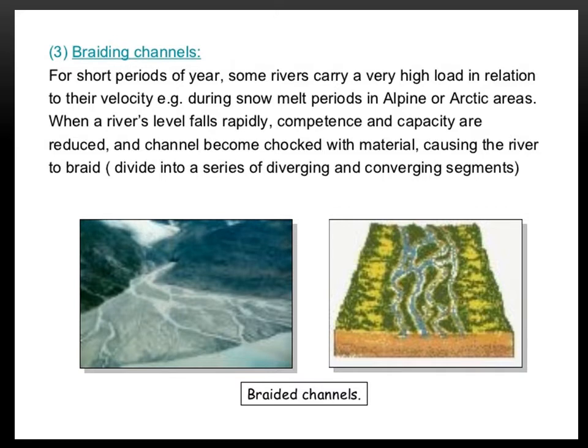The third one is the braided channels. For a short period of years, some rivers carry a very high load in relation to their velocity. For example, during snow melt periods in alpine or Arctic areas, when a river's level falls rapidly, competence and capacity are reduced and channels become choked with material, causing the river to braid, divide into a series of diverging and converging segments. Diverging and converging means sometimes the channels are moving towards each other and sometimes they are moving apart from each other. So they are a kind of interlaced channels.